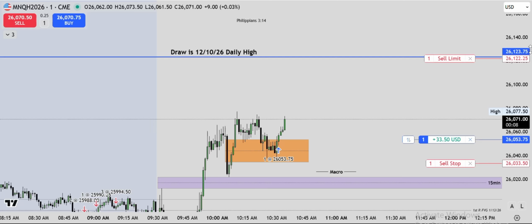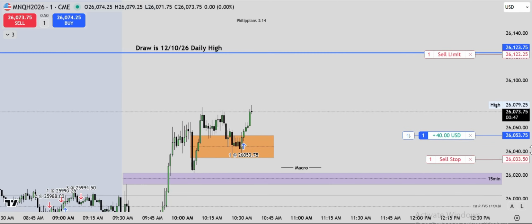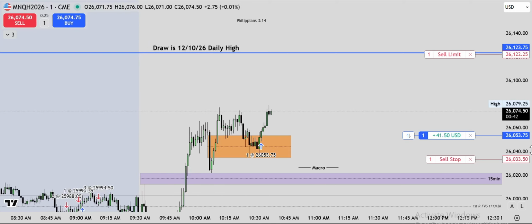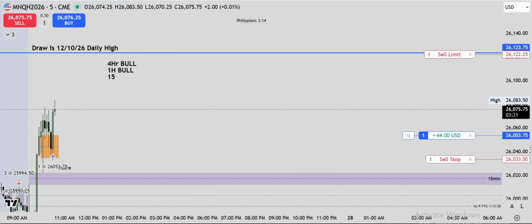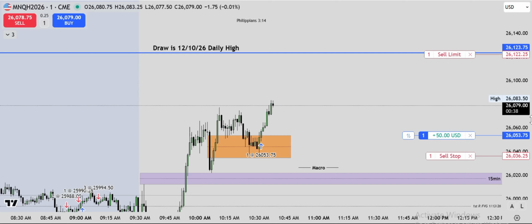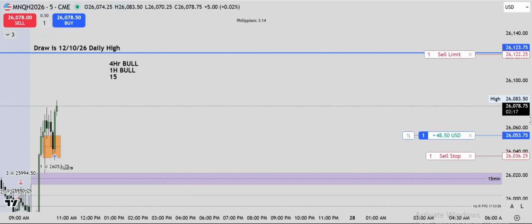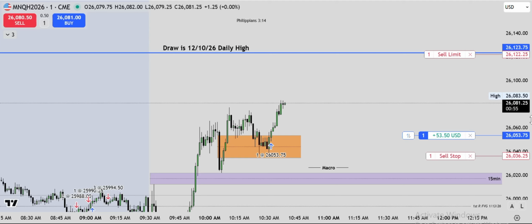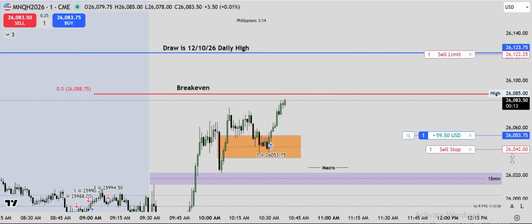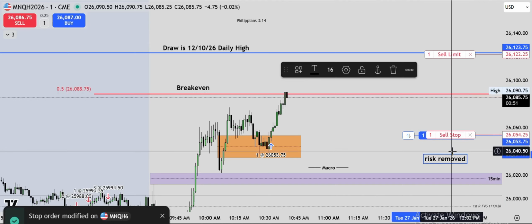I believe the draw is that December 10th daily high. Eventually I put 26th, but it's obviously 2025. But anyway, sell stop right at the low of that inversion fair value gap. This is right prior to the 1050 1110 macro. I have an idea that price is going to spool towards that daily high.